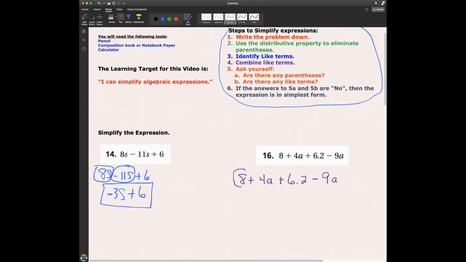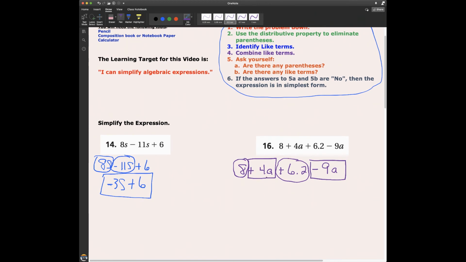Well, let's see, positive 8 and positive 6.2. They are constants, and remember, all constants are like terms. Then I have positive 4a, and I have negative 9a. All right, so I've identified my like terms. I'm going to go ahead and combine them. But first, I'm going to treat them like they are parts of a puzzle. I'm going to take the puzzle pieces apart here and put them back together so that the like terms are next to each other.